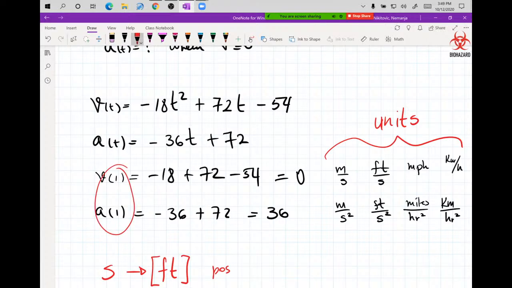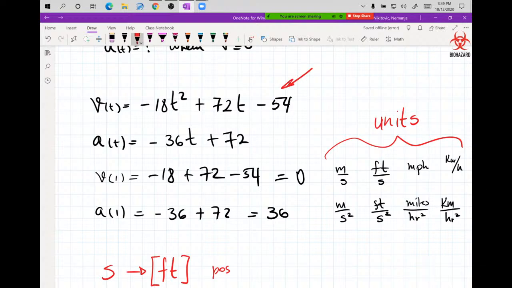You can calculate how fast the object is moving. You can calculate how fast it's accelerating. If you get the negative number, then it's going to decelerate, right? Slow it down, and so on. So it all depends on what kind of a function you get up there.